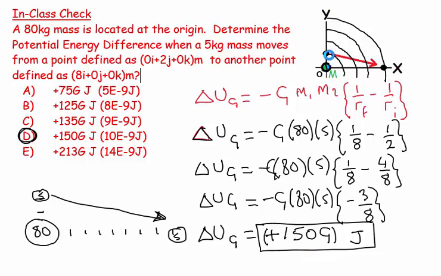You imagine taking a 5 kilogram mass in space near an 80 kilogram mass, and you move it from 2 meters out to 8 meters out. And basically, how much work did your lifting force have to do? It would be 10 nanojoules, a tiny amount of energy. And there we have it.